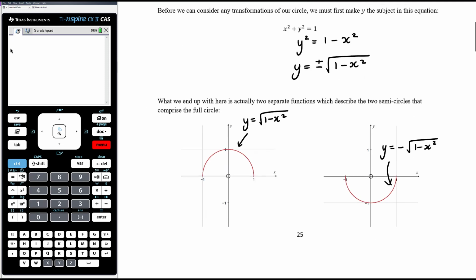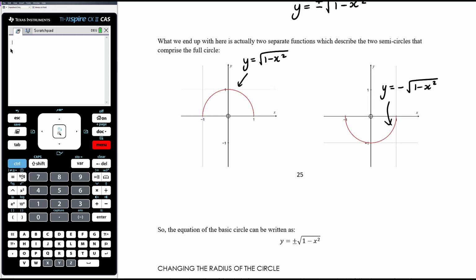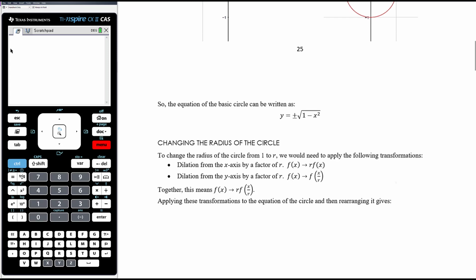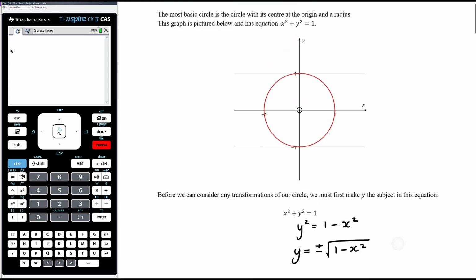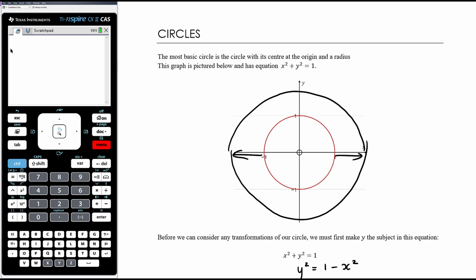Okay, so we've got our 2 halves of our circles. And the advantage here is now that we have y equals, we can think about those as being f of x, and then we can think about applying transformations in the way that we're familiar. Alright, so let's think about what we would need to do to change the radius of the circle. So if we wanted to plot a circle on the Cartesian plane that had a radius of 2 instead, if we think about our transformations, that's going to require us to dilate the graph from the x-axis by a factor of 2.